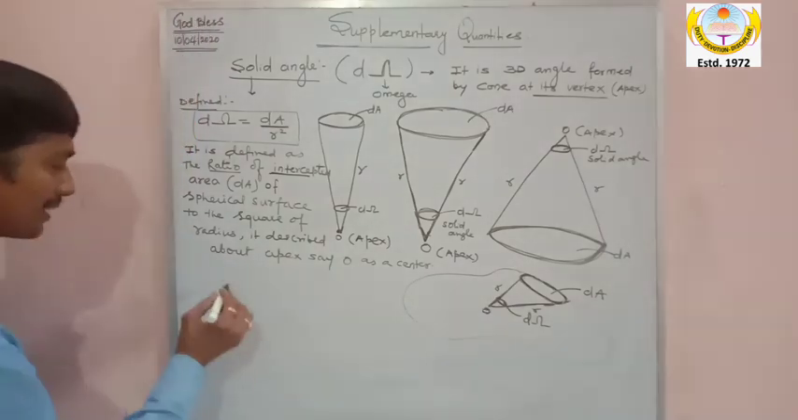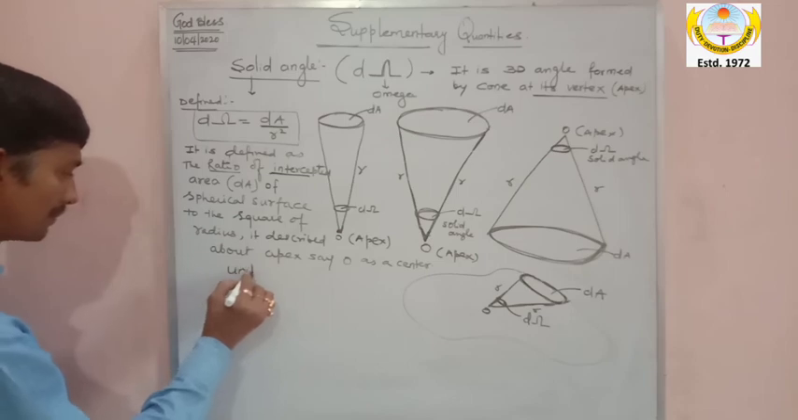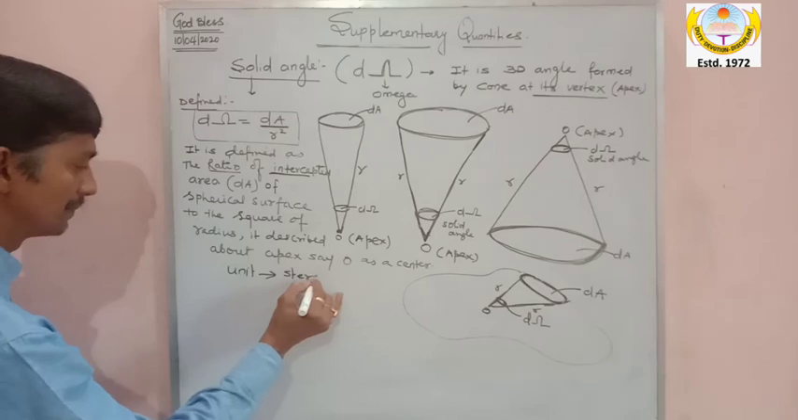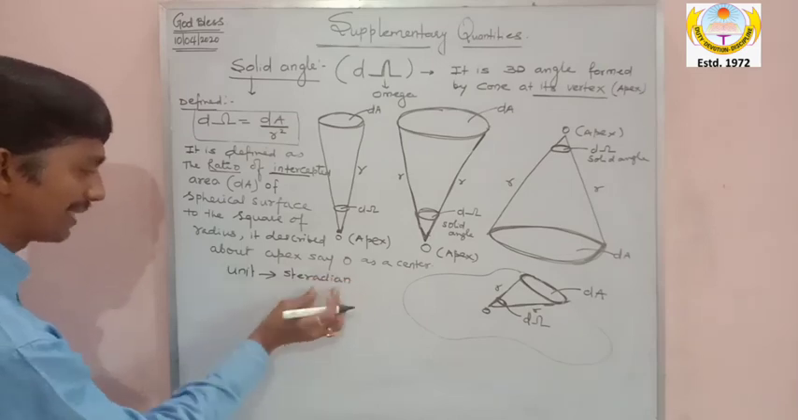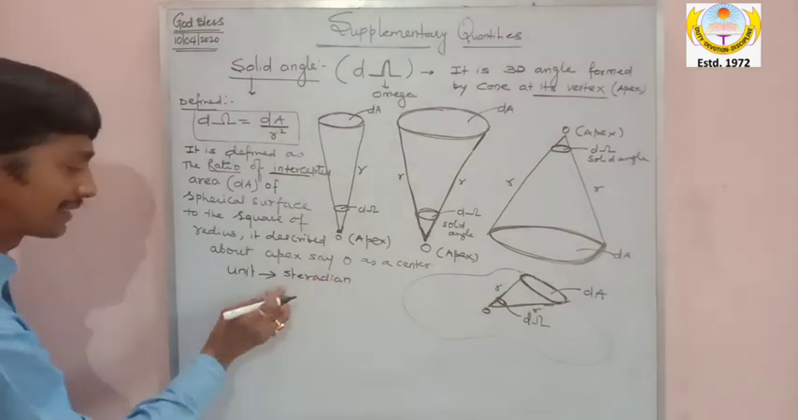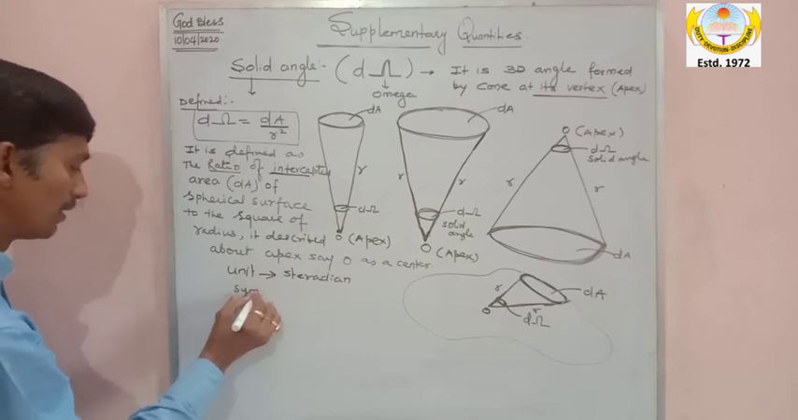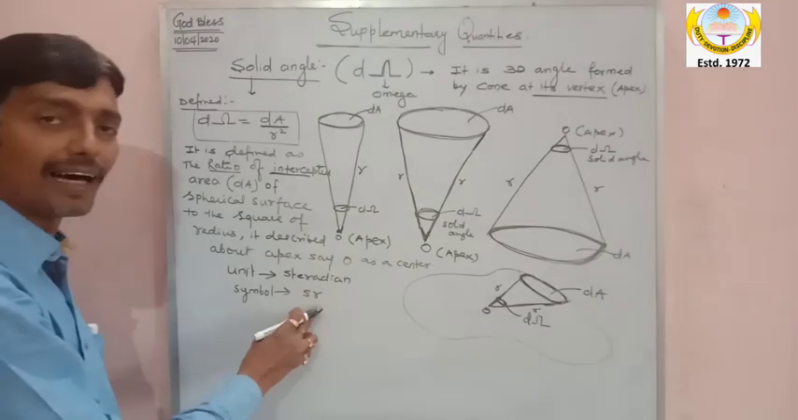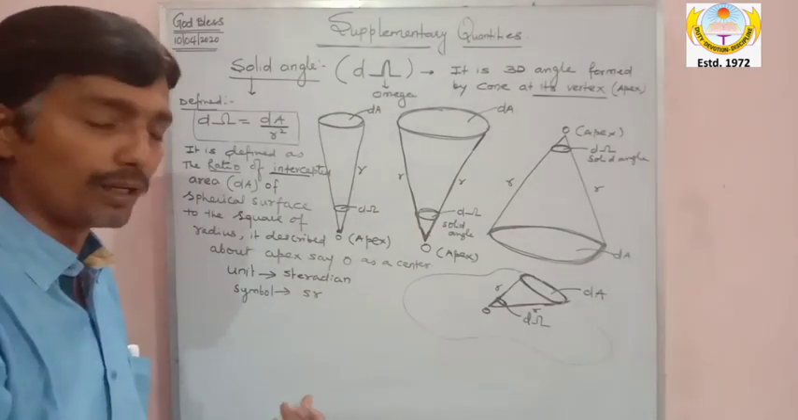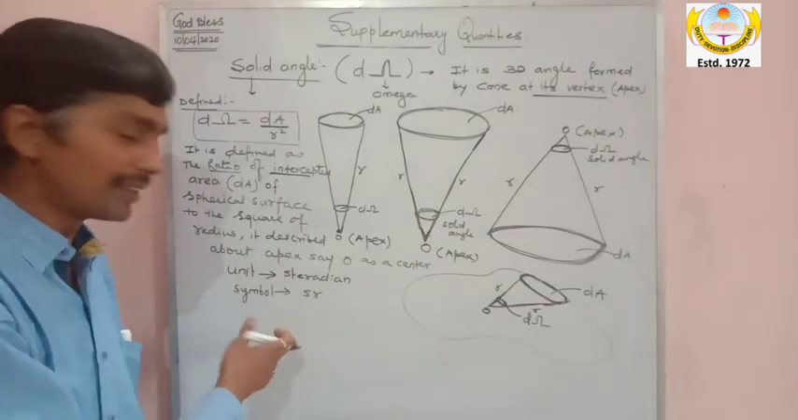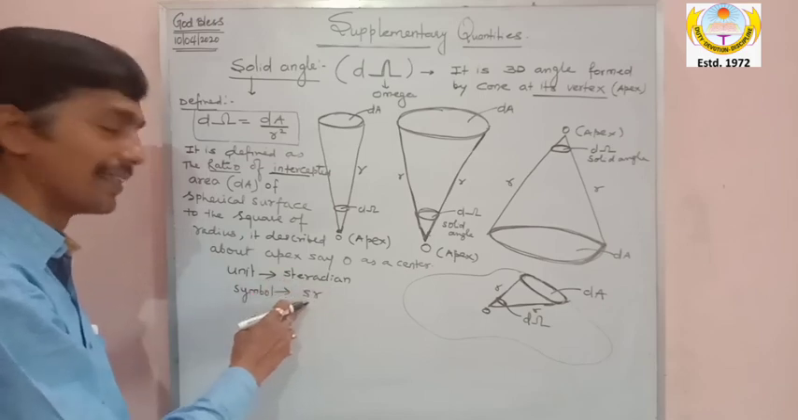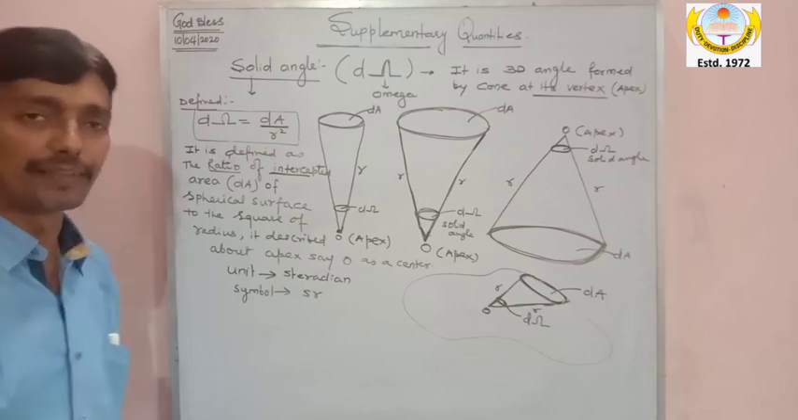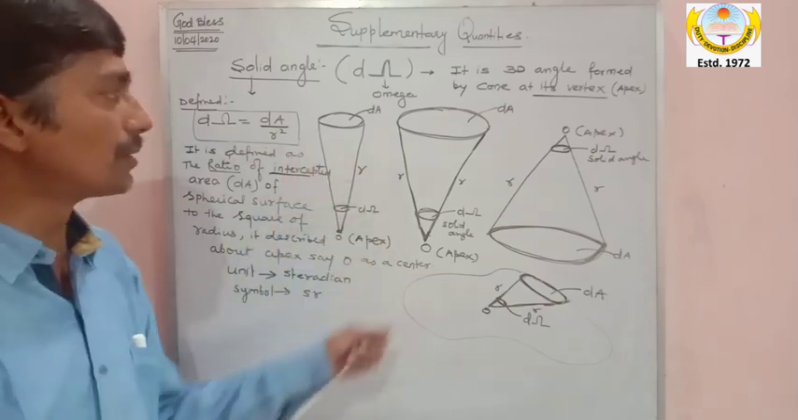And now the last is, what is the unit? The unit of solid angle is, my dear, steradian. For plane angle it is just radian, but here it is steradian, and the symbol is sr, small s, small r. I told you in my rules of writing symbols, this is not the name of a scientist, so the symbol for steradian is small s, small r, sr. I hope it is clear, my dear. So this is all about solid angle.